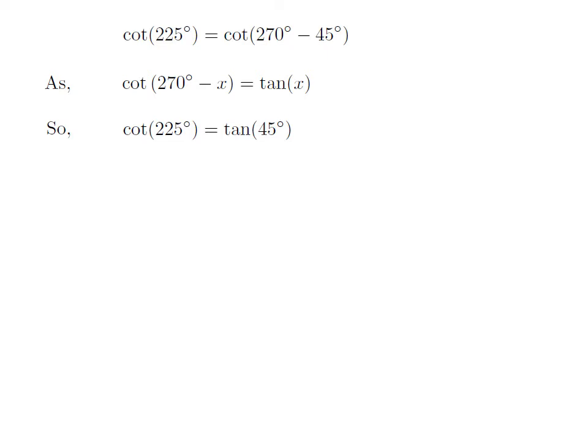Let us apply the above identity for cotangent of 225 degree. Here x is 45 degree, so cotangent of 225 degree is equal to tangent of 45 degree. We know the value of tangent of 45 degree is equal to 1. So we get the value of cotangent of 225 degree is equal to 1.